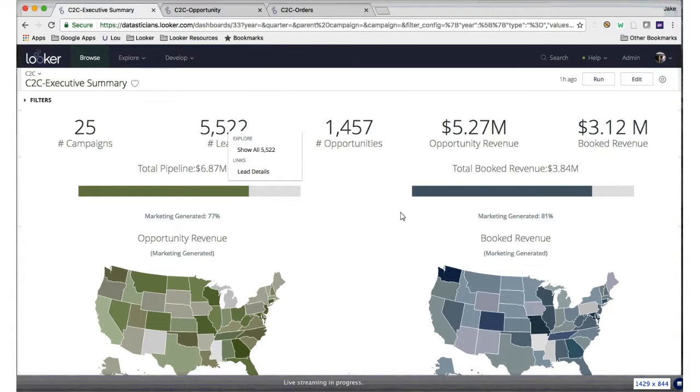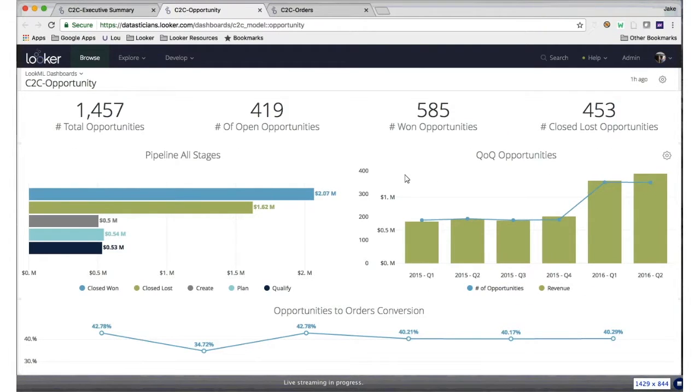And so then drilling into opportunities. So we've looked at the top level campaigns. How does that produce leads? What do we want to know about opportunities? Similarly, we're going to build an opportunity dashboard where you can see the same type of funnel. Total opportunities, how many are open, how many won, and how many closed.